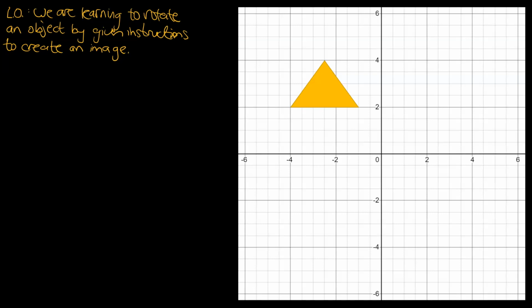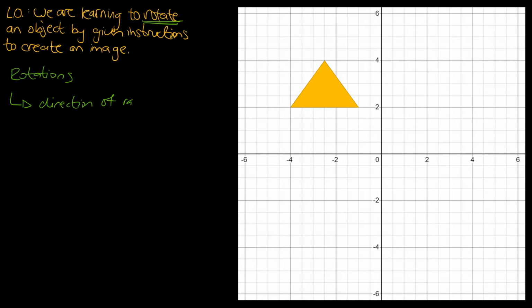Today's learning objective is in yellow, and we are learning to rotate an object by given instructions to create an image. So I suppose the key word to focus on is rotate, and this video is going to be all about rotations. Before we get on, there are a few concepts we need to go through, and then we'll get into some examples. For every rotation, you need to know which direction it is going to happen.